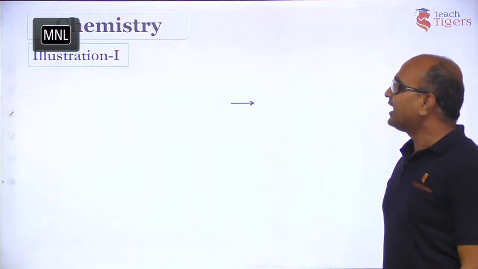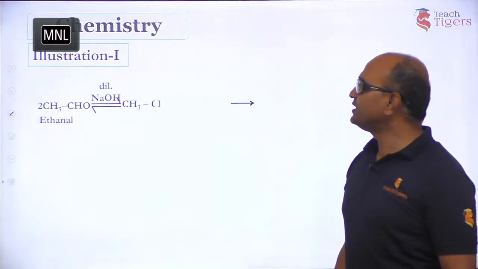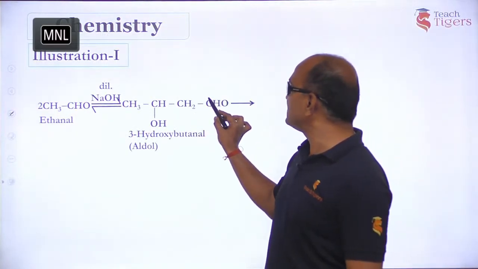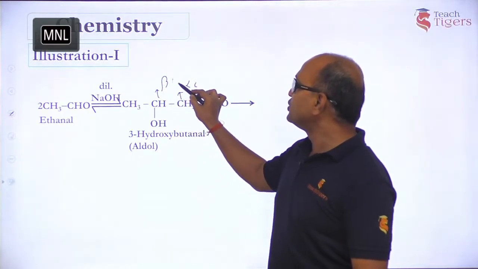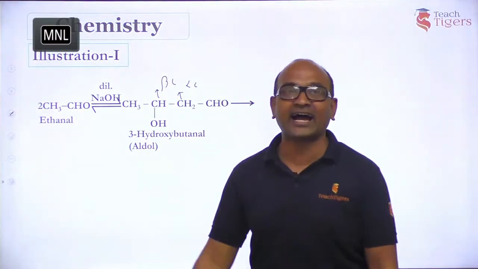So let's see this example. Guys, I have taken an ethanol, right? So in the presence of this, you are going to get beta hydroxy. This is our alpha carbon and this is the beta carbon, right? So this compound is called beta hydroxy aldehyde.